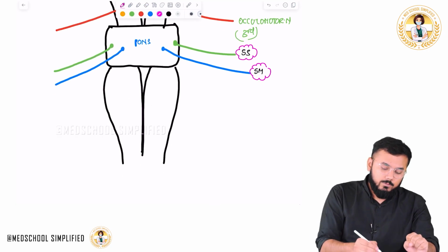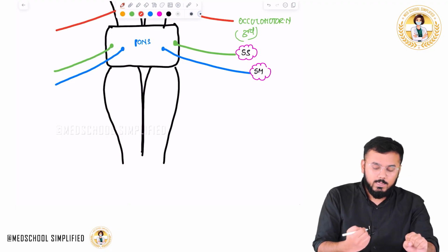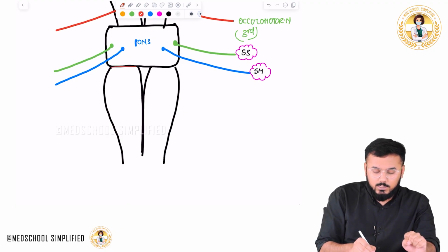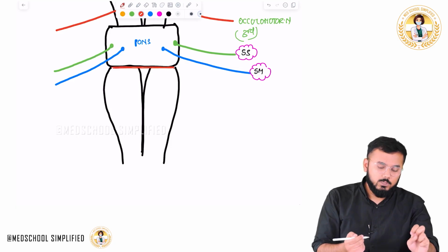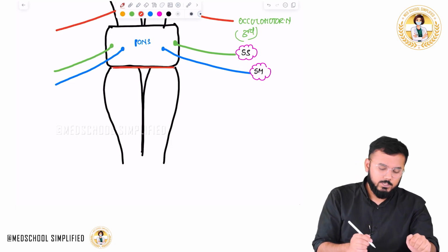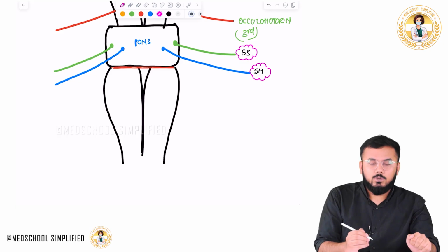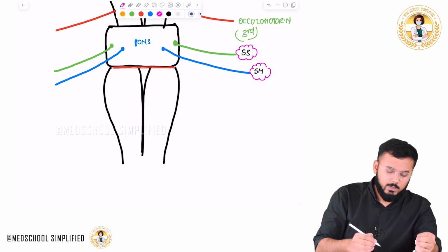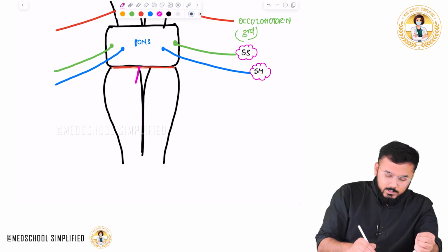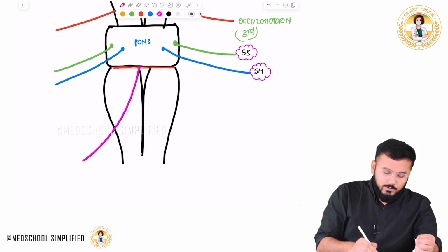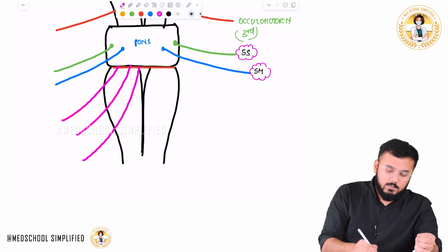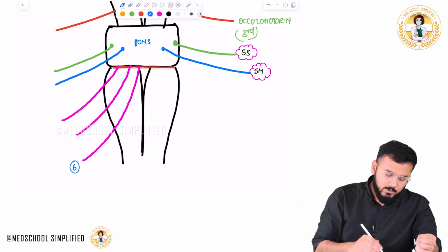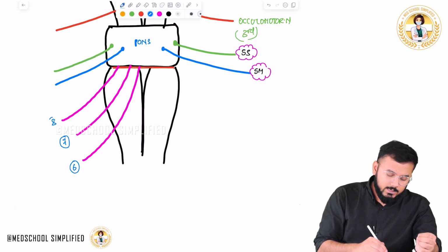Next, between the pons and the medulla oblongata, you have this line over here. This line is called the pontomedullary junction. From this pontomedullary junction also, you have three cranial nerves coming. Look, this is one cranial nerve that is the 6th, this is another that is the 7th, and this is another that is the 8th. So 6th, 7th, and 8th cranial nerves.